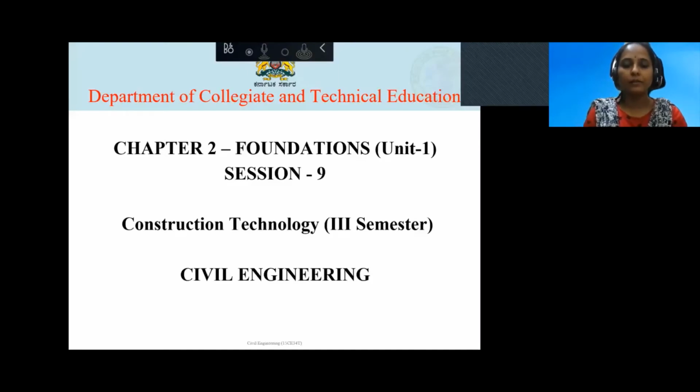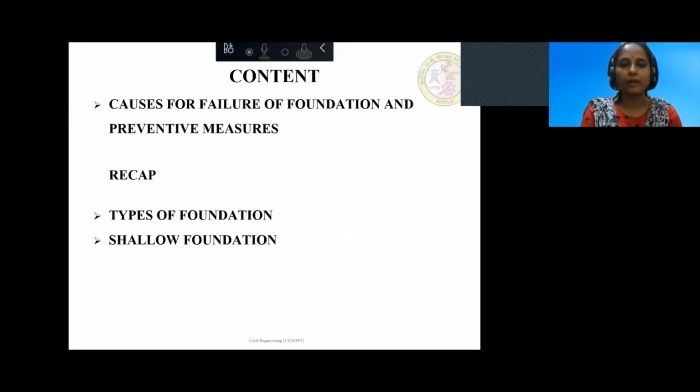Hi everyone. Today's topic is on foundation. Session 9. Content of this slide: causes for failure of foundation and preventive measures.